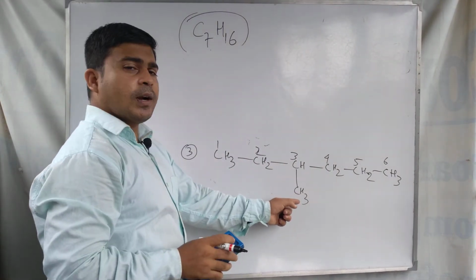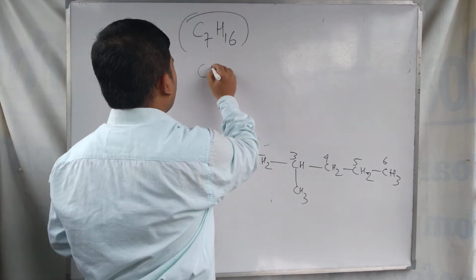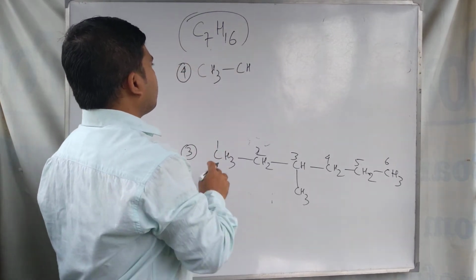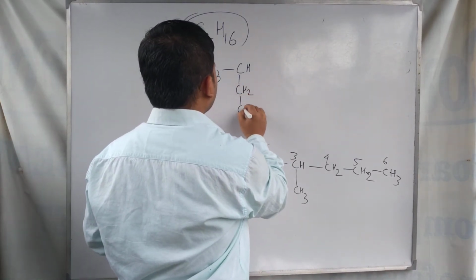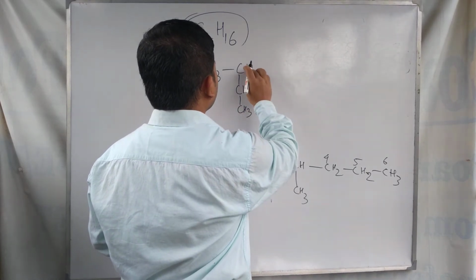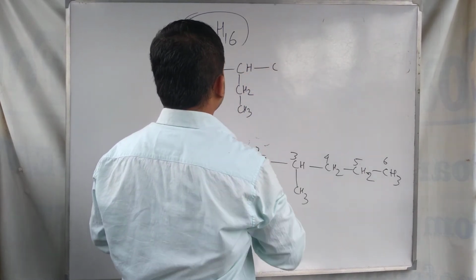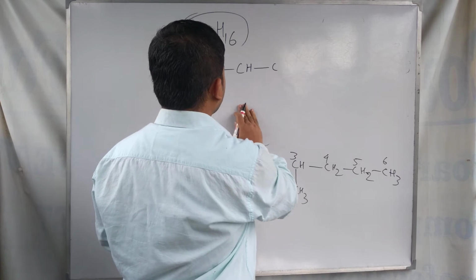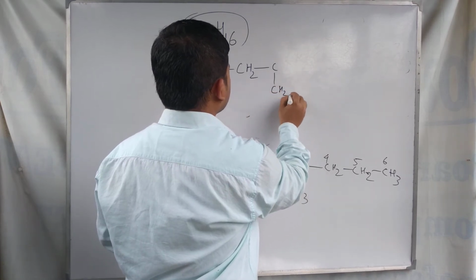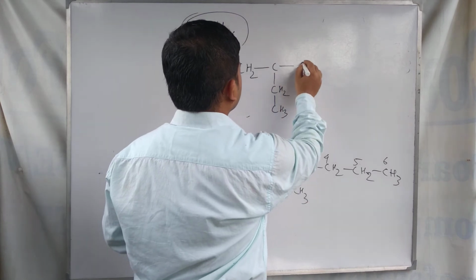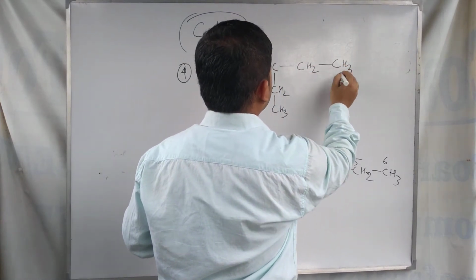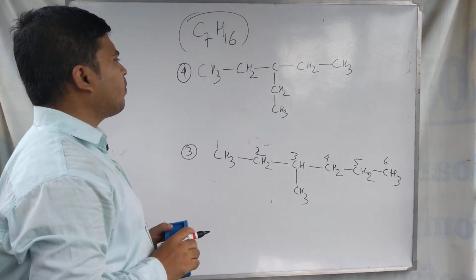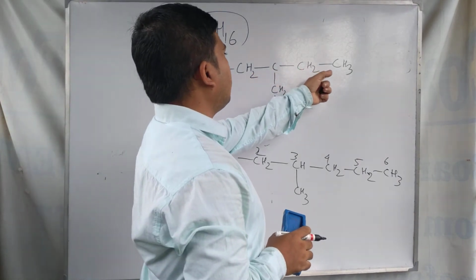At first we are taking 1 carbon in the branch. Now we can take the 2 carbons in the branch. This is 4th number isomer, CH3 CH CH2 CH3. This structure is produced here. Total number of carbon 1 2 3 4 5 6 7.